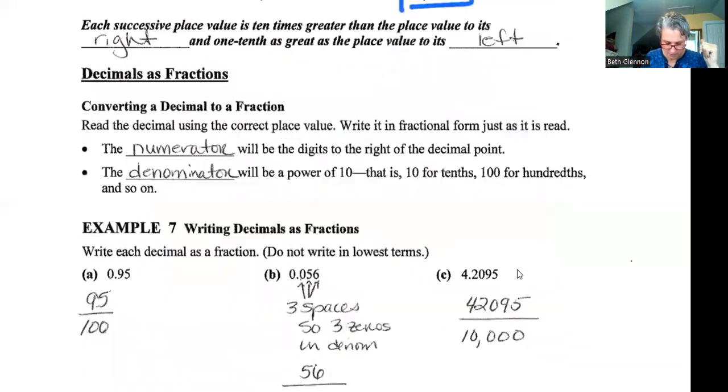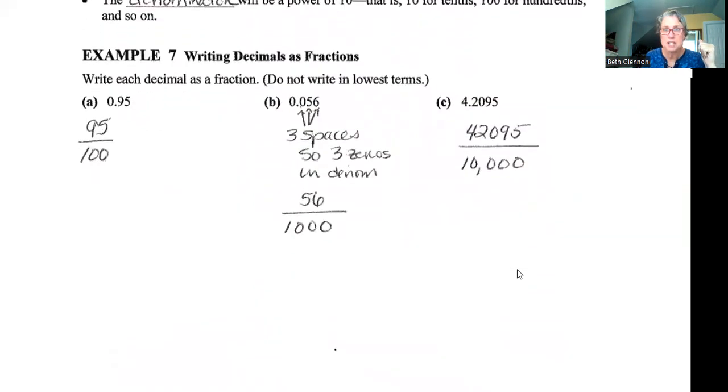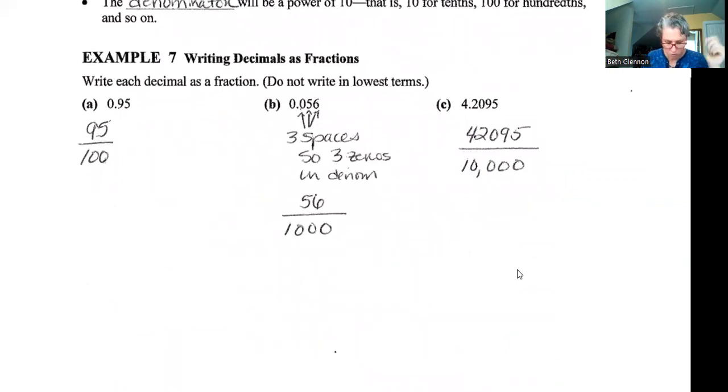So what you're going to think about here is writing each of these as a fraction. All I do is count up how many spaces there are, and that's how many zeros I put in the denominator. So here I have 1, 2 spots, so my denominator has 2 zeros. Here I have 1, 2, 3 spaces, so I have 3 zeros in the denominator. Here I have 1, 2, 3, 4, obviously 4 zeros in the denominator. So, just go ahead, put your thinking caps on and count.